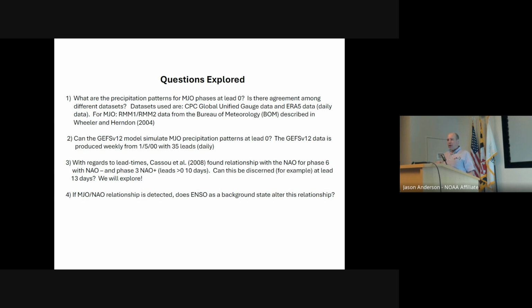So I found that intriguing because here I am, standing here right now, and I know what MJO state I'm in. But if I know what MJO state I'm in, I might have some information about what the NAO will do at subseasonal timescales. Number 4, if the MJO-NAO relationship is detected, does ENSO as a background state alter this relationship? And this also is based on some of the literature that I found. I'll go into that in a second.